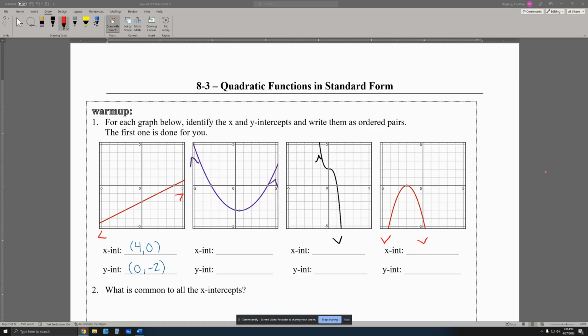Everyone. Today we're going to be completing our notes on 8.3 quadratic functions in standard form. I want to start with this warm-up. We're going to take a look at four graphs and we're going to find the x and y intercepts for each of these. The first one's already done for you.